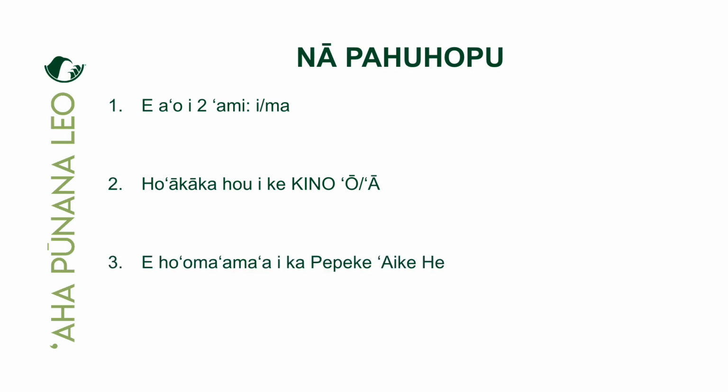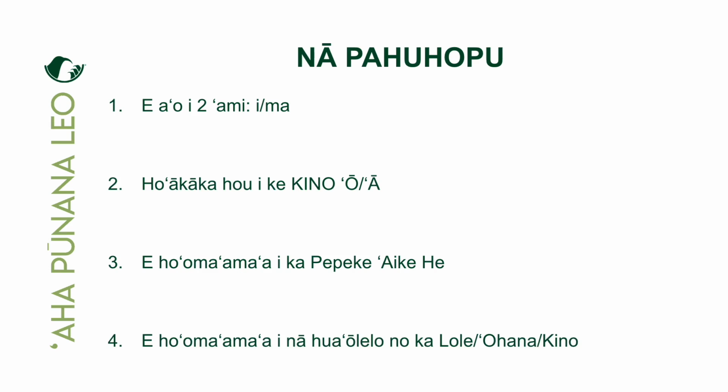Okay, kolu, hoʻomaʻamaʻa i ka pepeke ʻaike he. Continue to practice our pepeke ʻaike he sentence pattern. O ka ha, hoʻomaʻamaʻa i nā hua ʻōlelo no ka lole, ka ʻohana, me ke kino. Okay, so we're going to incorporate words from all 3 of our vocab lists so far. Ma keia haʻawina, for lole, for clothing, ʻohana, and our body parts. Yeah. No laila, e hoʻomaka kākou.